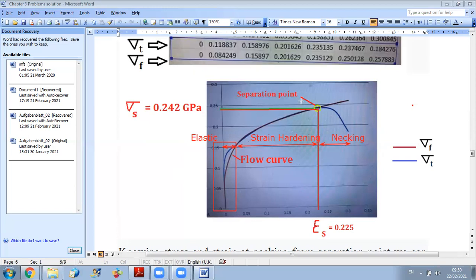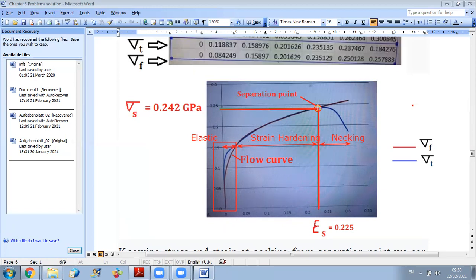Once you detect the separation point, which is here, you will read the corresponding values of sigma at the separation point and epsilon at the separation point. And since the separation point corresponds to the start of necking and the maximum load applied, from this point you can deduce the value of tensile strength. So in case in this problem they didn't give you the value of the maximum load, you can calculate it approximately using this method, and try to find it from the engineering curve.